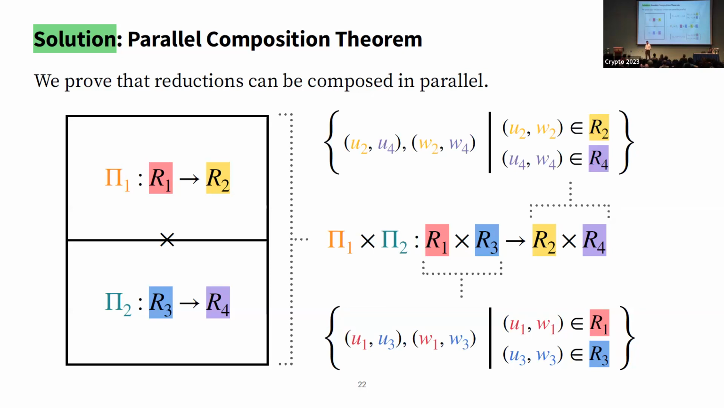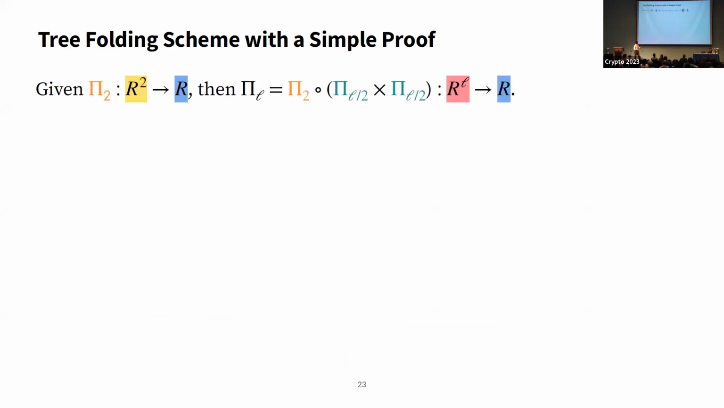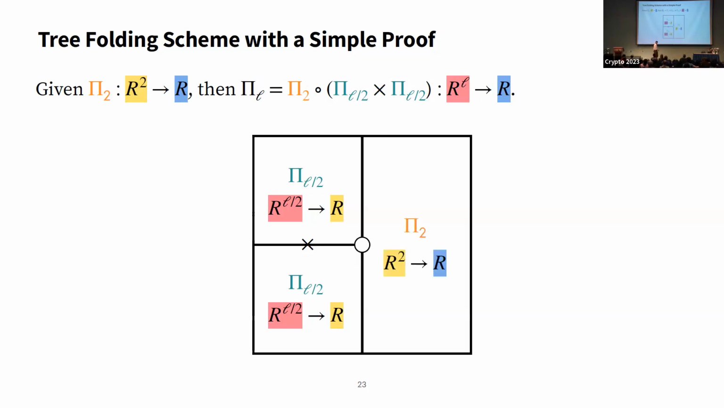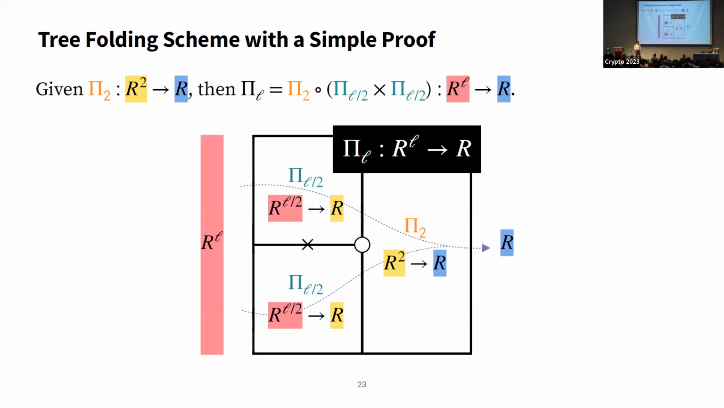Okay, well, leveraging parallel composition, we can state the original tree folding protocol in just a single line. And intuitively, what's going on is that, well, suppose you have inductively a reduction of knowledge from L over 2 instances to a single instance, which is an L over 2 folding scheme, okay? And you parallelly compose it with itself, you can do that, and get a reduction of knowledge from L instances to 2 instances. Okay? And then you can just invoke sequential composition to put it together with the original two folding protocol to reduce down to a single instance. Now, by the security of the sequential composition theorem and the parallel composition theorem, you have almost immediately a secure L folding scheme.